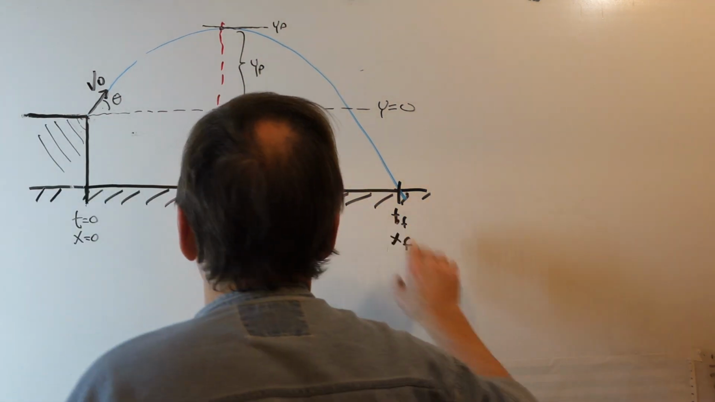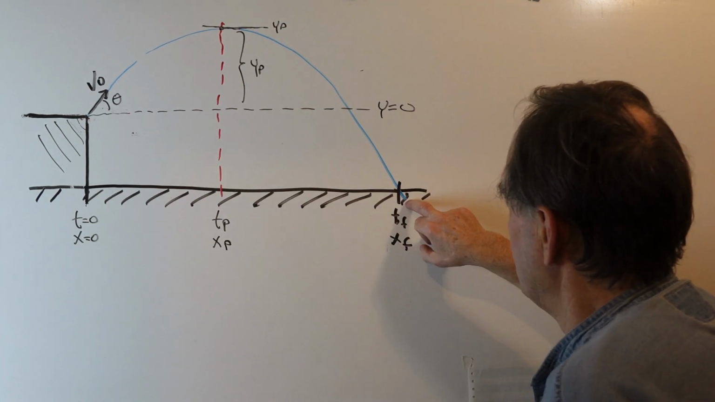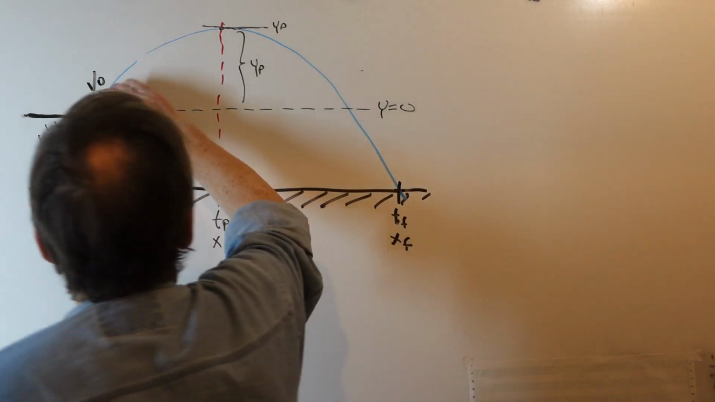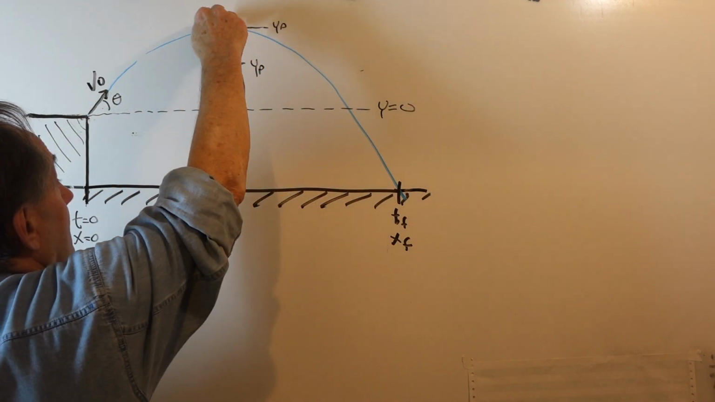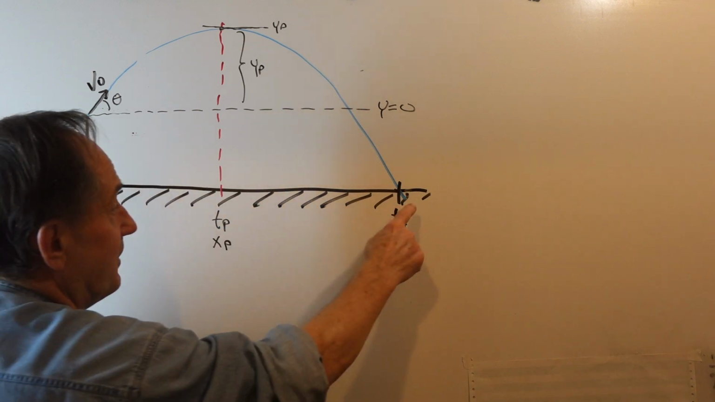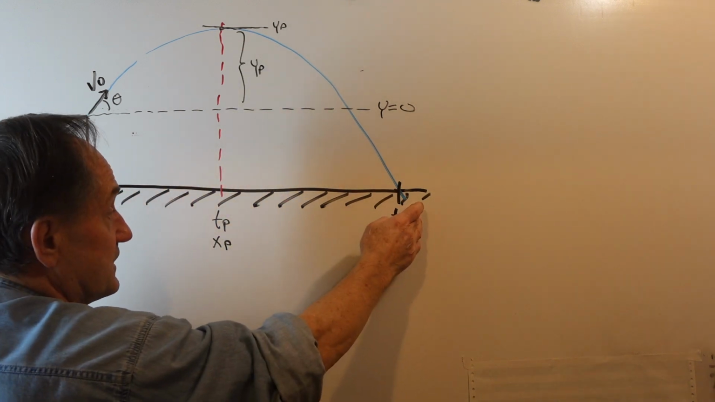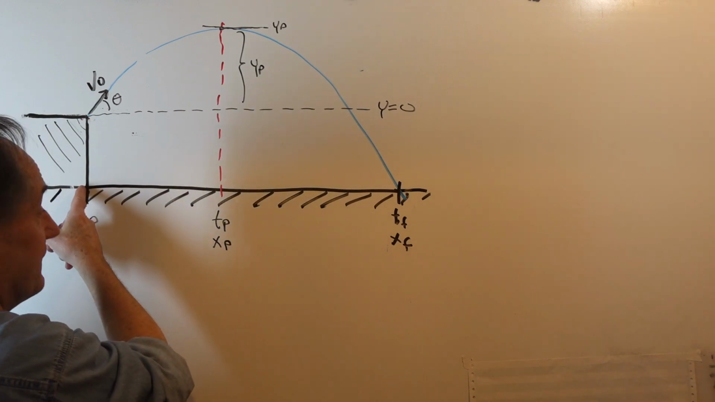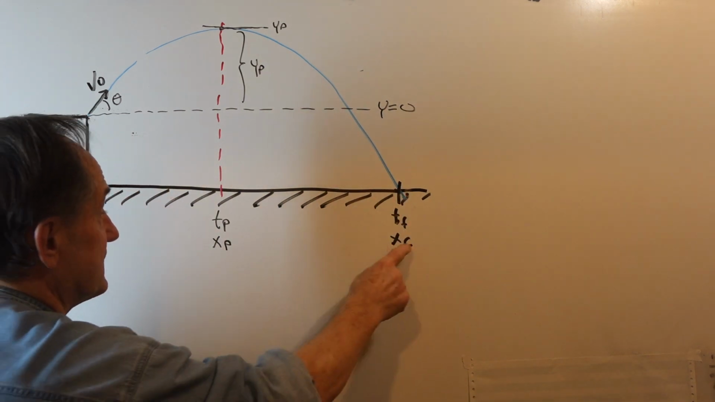So the question is how long does it take to hit the ground? It's going to go up in the air, reach a peak, and then come back down and hit the ground. So how far away from the edge of the building is it going to hit? We'll call that x final. The distance from the edge of the building to where it hits the ground is x final.